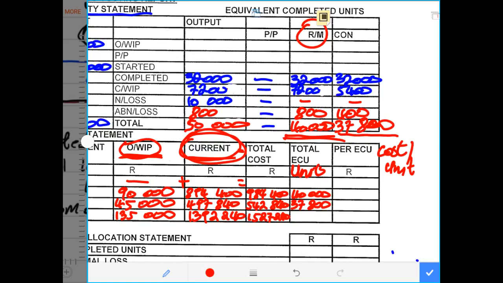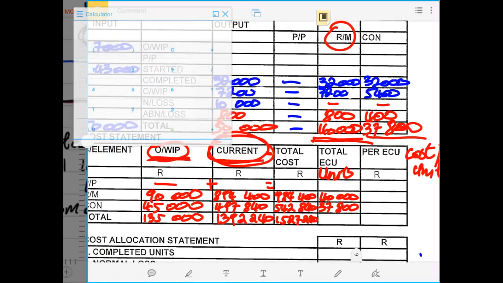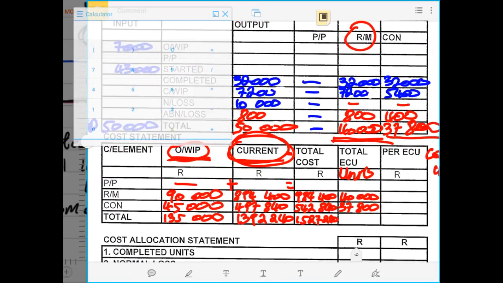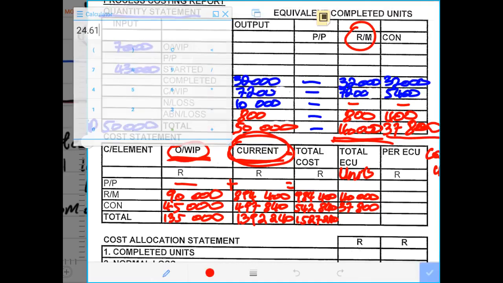Then what do we do now? We take the total cost and divide by the total units to get the cost per unit. It's the same thing you know from cost accounting 1. For the raw material, the total cost is 984,400 divided by total units 40,000. That gives us 24 rand 61 cents. This is the raw material cost per unit.